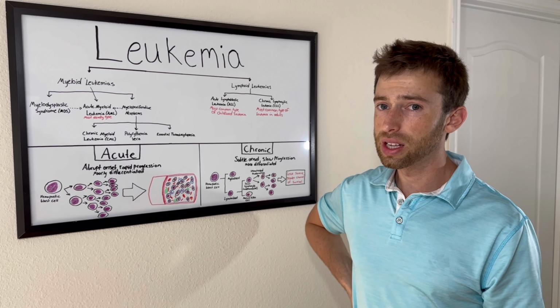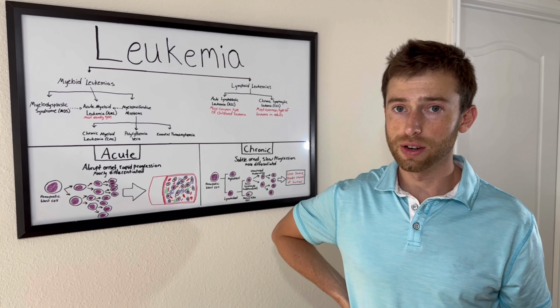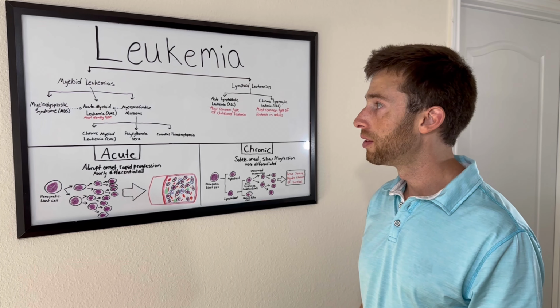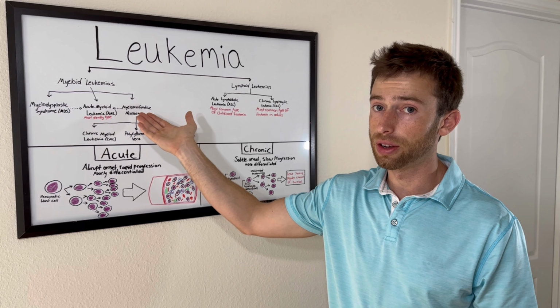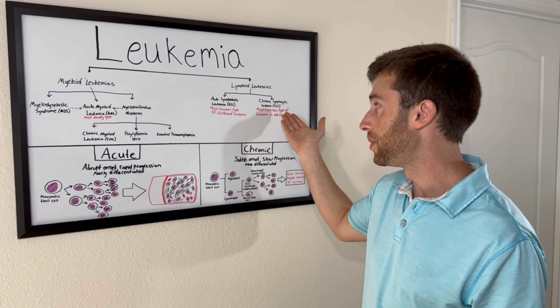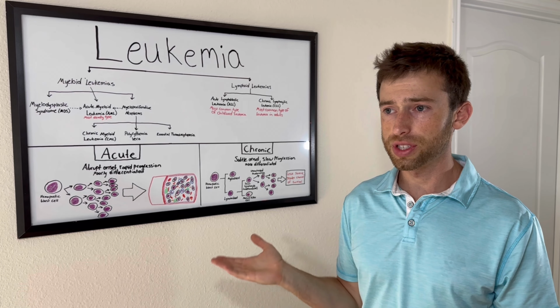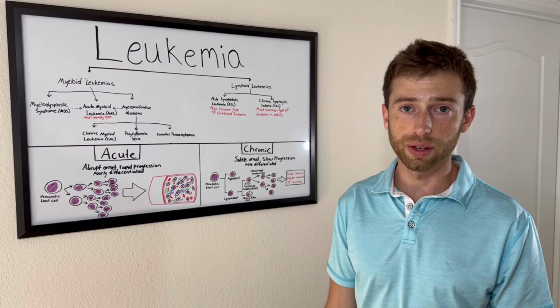So leukemia is a term you don't often hear just by itself. You hear of different types of leukemia, for instance, acute myeloid leukemia, or AML, and also chronic lymphocytic leukemia, or CLL. So what are some of the differences between these types of leukemia? How do we differentiate between them?